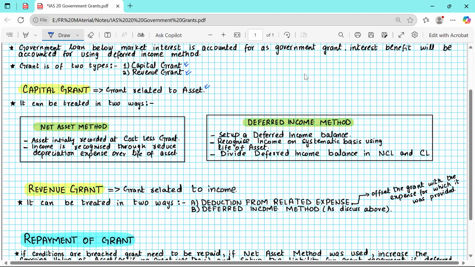Got my point? So the government is helping you purchase an asset. And obviously, what are their conditions?